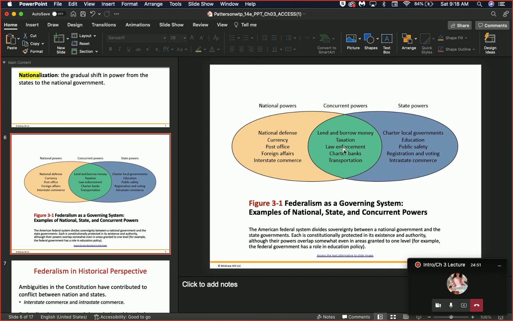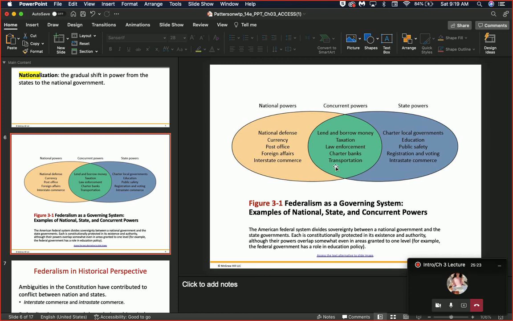Law enforcement: we do have state level law enforcement, like our sheriffs and those sorts of things. But we also have national level law enforcement, people like the FBI. We also have the DEA, the Drug Enforcement Agency. That's national level law enforcement. But we do also see it at the state levels, things like our sheriffs and our constables. The power to charter banks basically means the power to create banks.